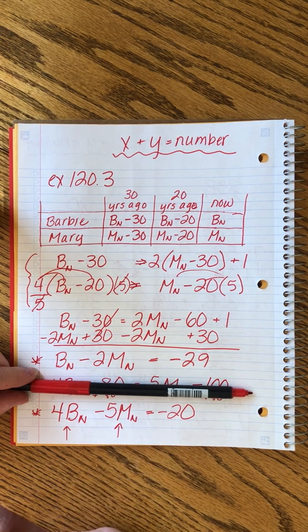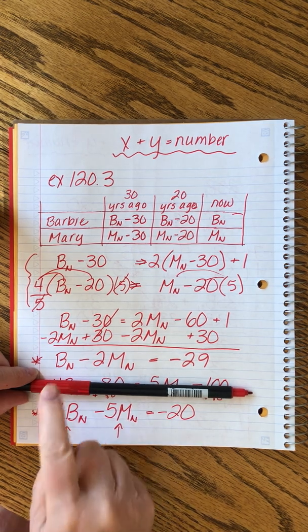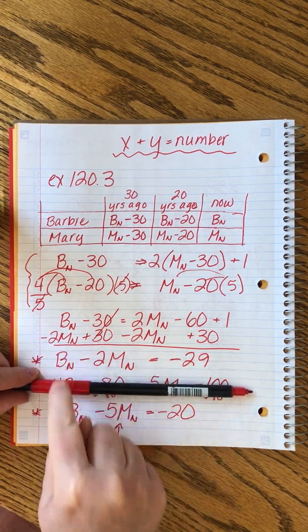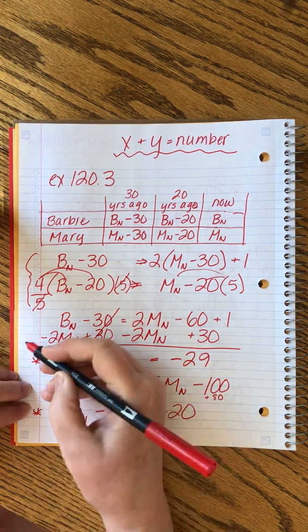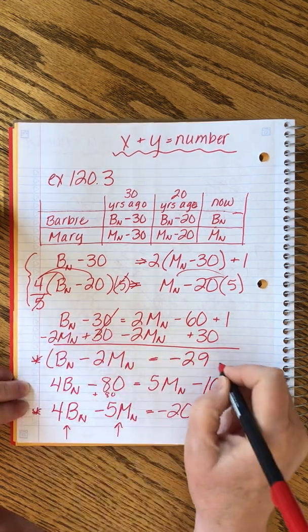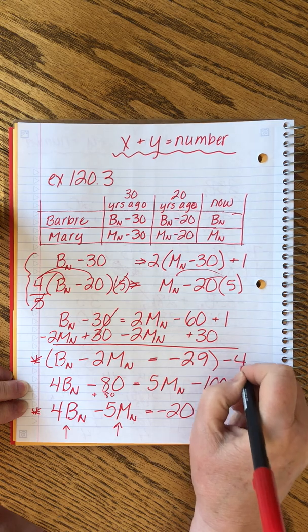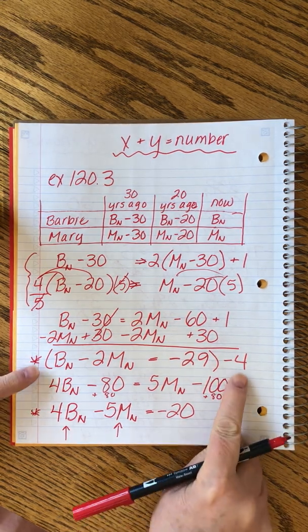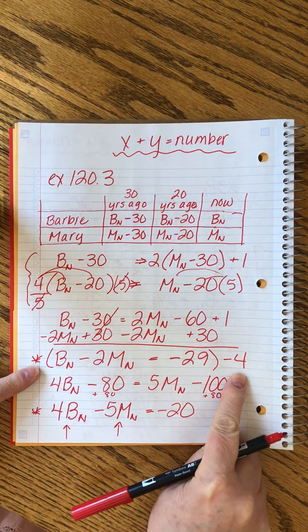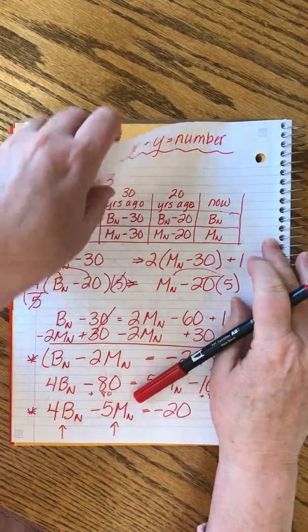I don't want to try and cancel those because I'd have to multiply both. If I multiply the top one by minus 4, then they will cancel. I just picked up my marker and threw the cap across the room. Okay, so I'm going to multiply the top row by minus 4. I will take that to the next page.